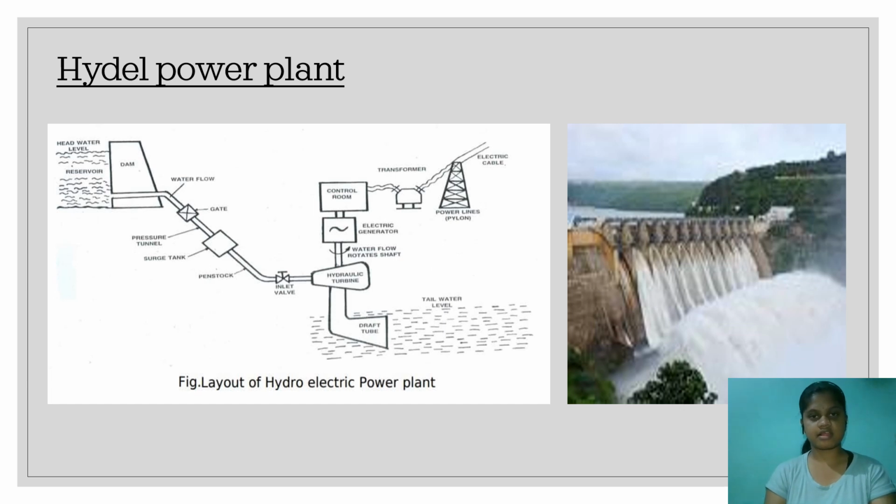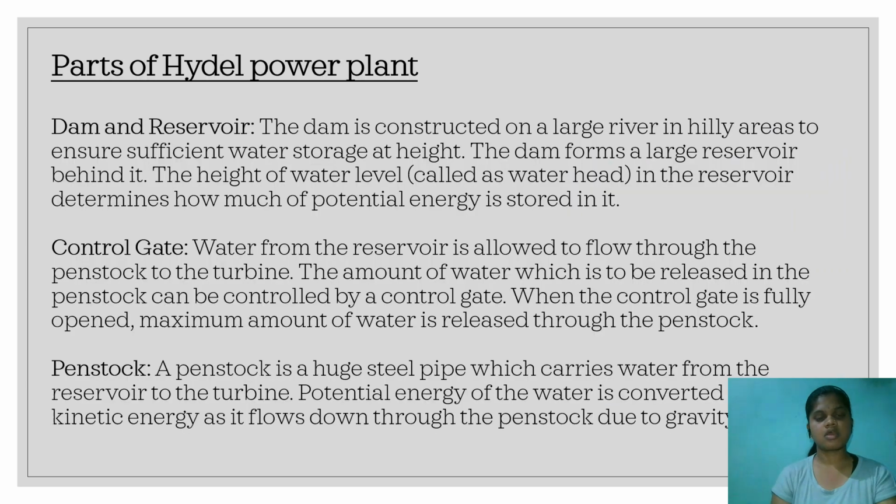As you can see, the image or the layout of a hydroelectric power plant comprises head water level, dam, inlet valve, penstock, gate, turbines, generator, transformer, and power lines. Let's move on to the parts of Hydel power plant.